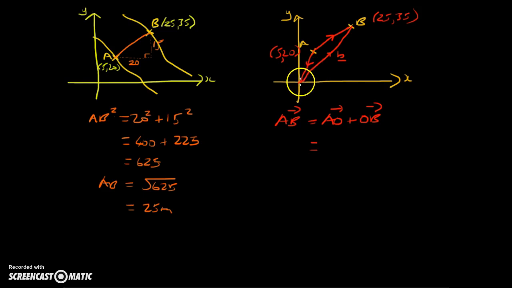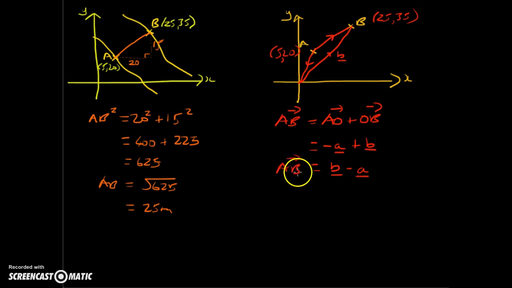Now, remembering our position vector a, that's from O to A. Therefore, from A to O, it's the opposite direction, so it's going to be negative a. O to B, that's our position vector b. And generally, we write that the other way around, so we get b subtract a.